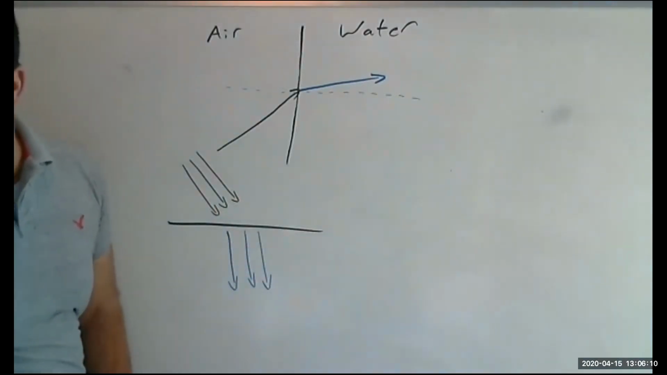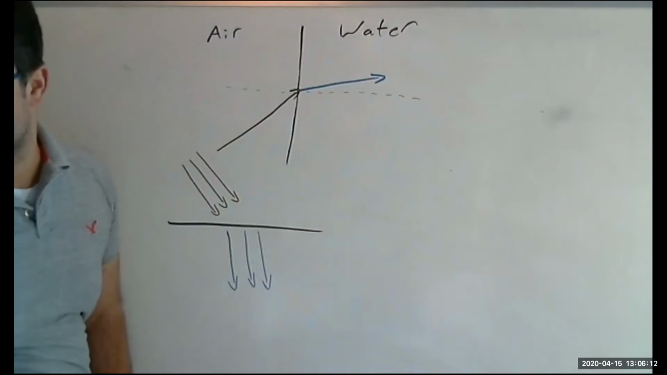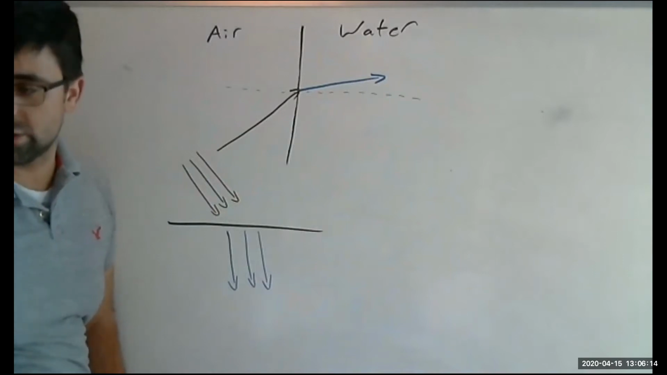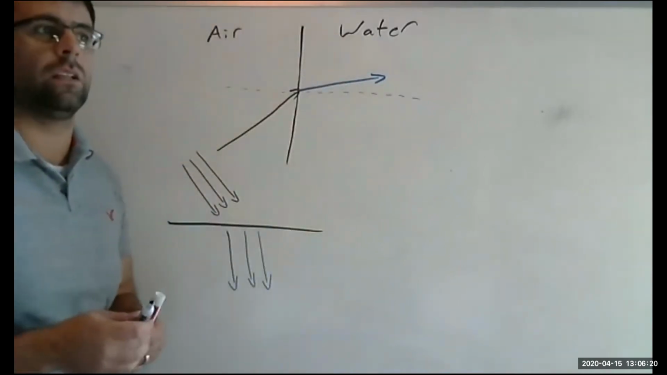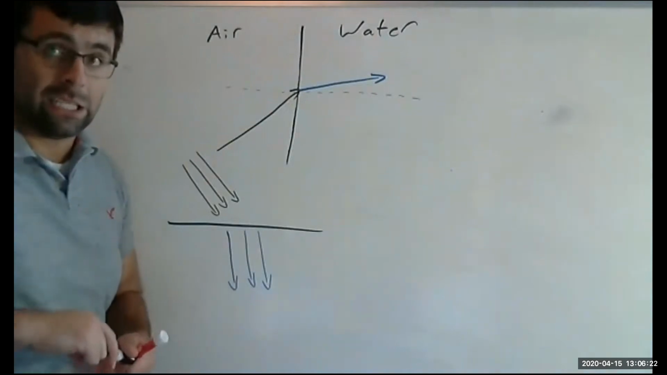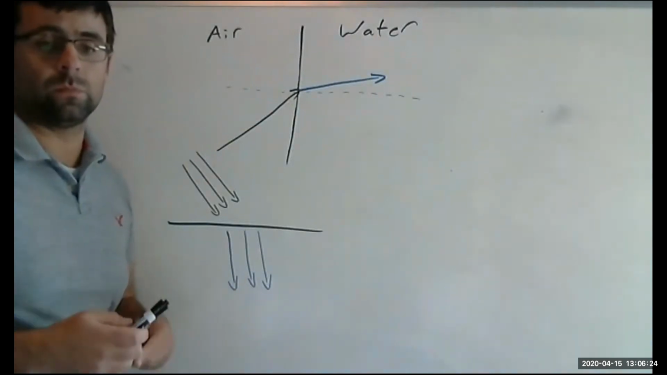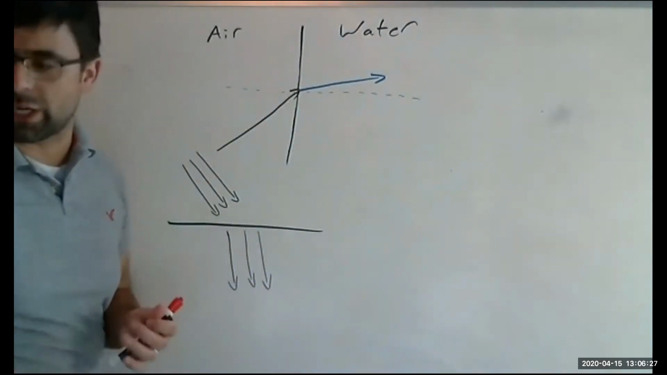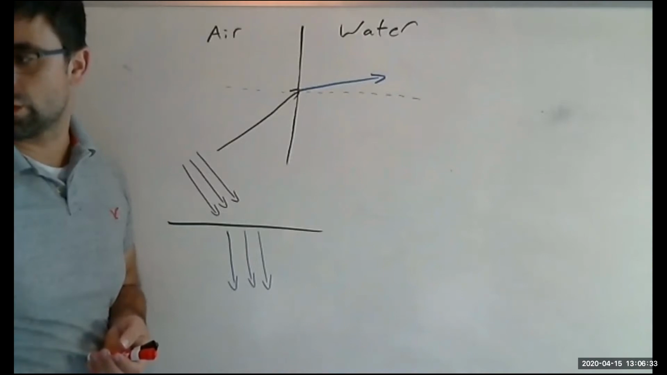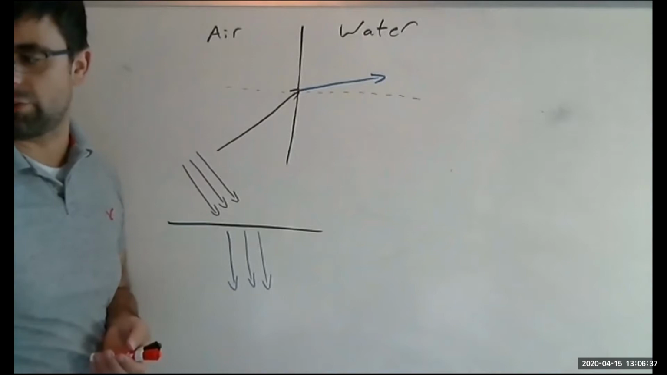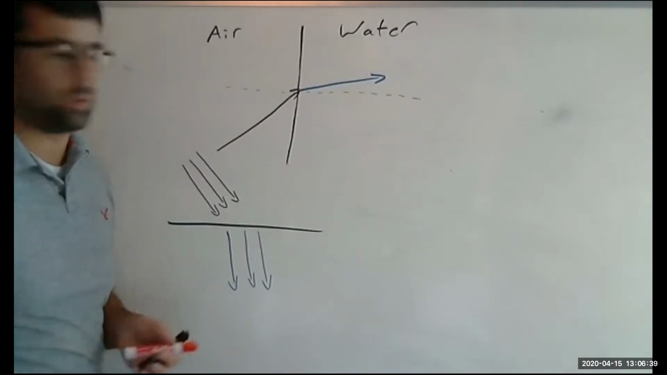So it's this difference in speed that actually causes this refraction. If two mediums had the same speed, then there wouldn't really be any refraction. It only happens when there's a difference in speed. So let's look at that governing equation real quick.